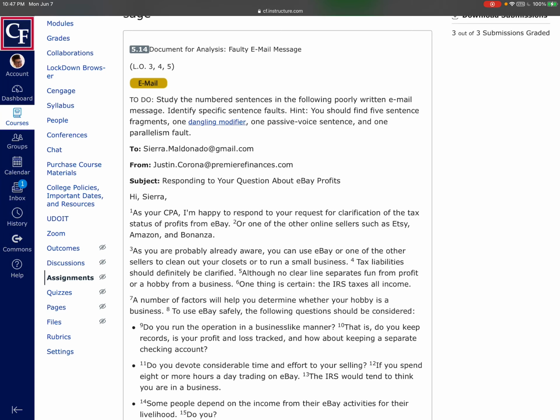So I could just literally put fragments, colon, and list number 2, comma, and any other fragments that I find. Do the same thing for dangling modifier, colon, and then put the number of the sentence, and do the same thing with passive voice, and then again with parallelism fault. If you have any trouble, of course you have your other 2 regular assignments, your grammar quiz in Canvas, and your MindTap assignment for the week.